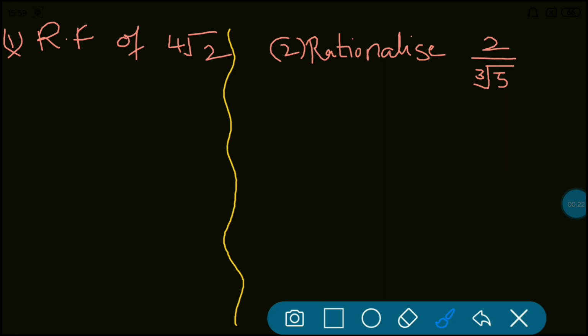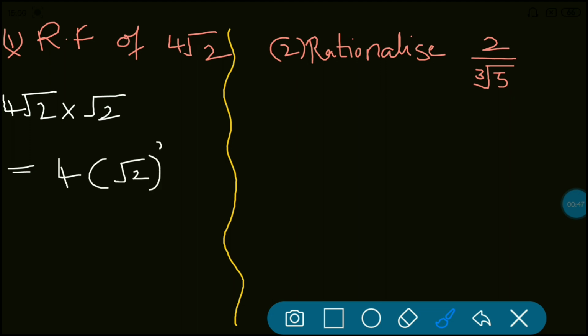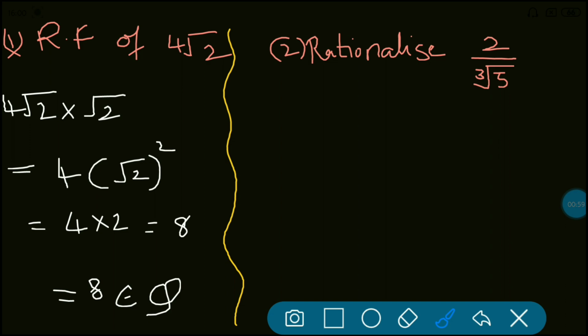Now let's begin. First question in Challengers: find the simplest rationalizing factor of 4 root 2. RF means rationalizing factor. When 4 root 2 is multiplied by root 2, it gets rationalized. 4 into root 2 square is 4 into 2, which is 8. This is a rational number. So the rationalizing factor is root 2. Okay, that is done.